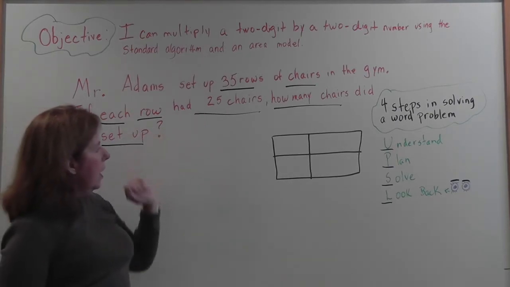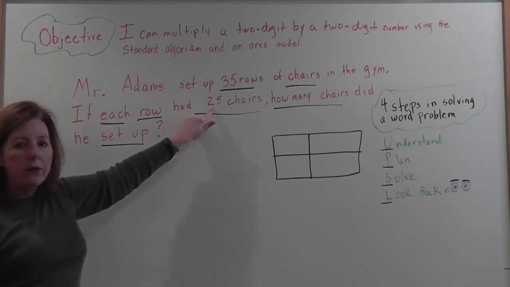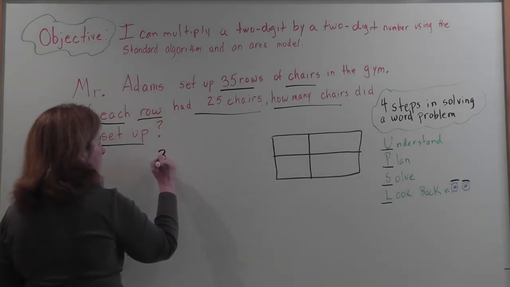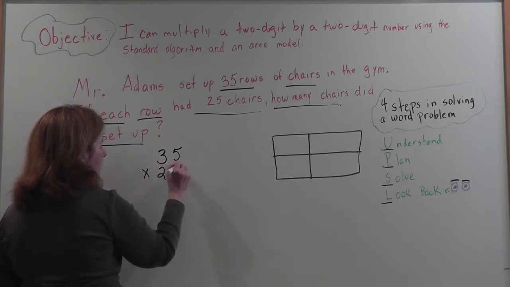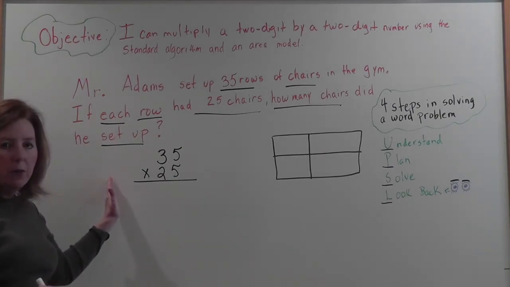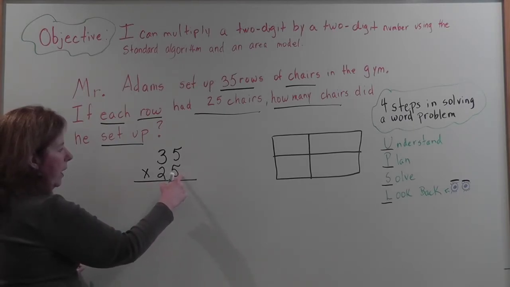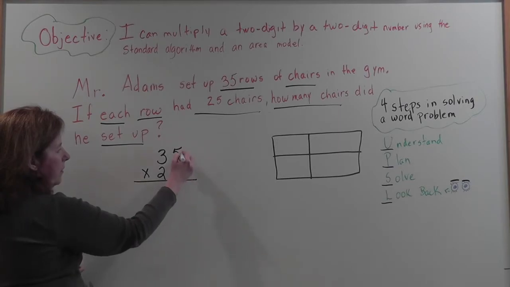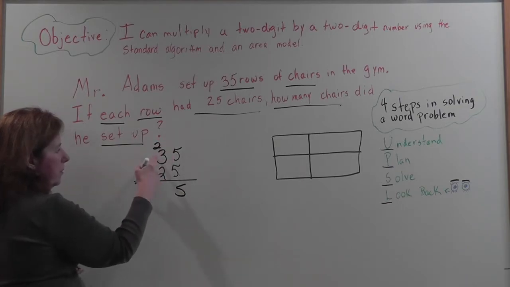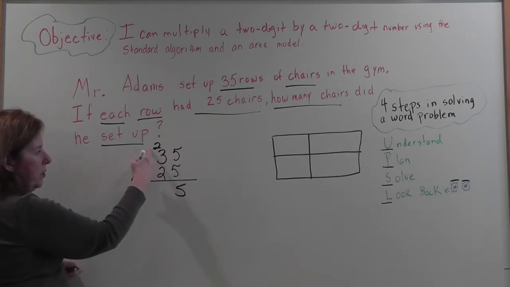So now I plan. I know that I need to multiply 35 times 25 in order to solve my problem. So I'm going to write 35 times 25. Okay. Now this is the standard algorithm way. So I'm going to start with my 5 here. I'm going to multiply. Now I'm going to solve. 5 times 5 is 25. So I put 5 down. And I bring my 2 tens over to my tens. Now I'll go 5 times 3 is 15, plus 2 is 17.